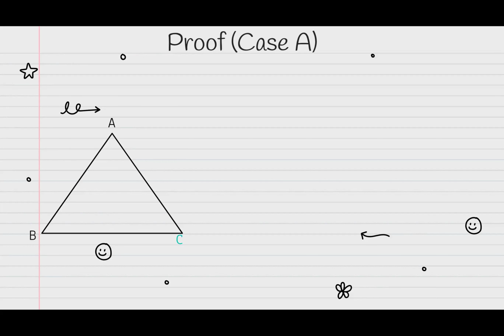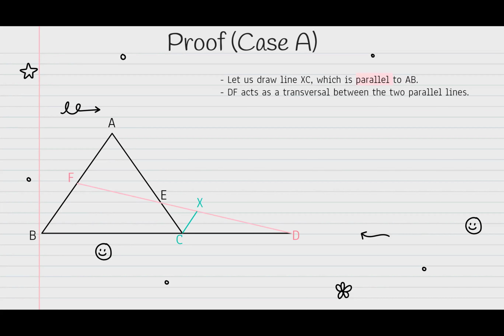Okay, so now to get into the proof of case A. We have our triangle ABC, and then we have the extension DF, and point E is on AC. Let us draw a line XC, which is parallel to AB. Now, DF acts as a transversal between the two parallel lines.